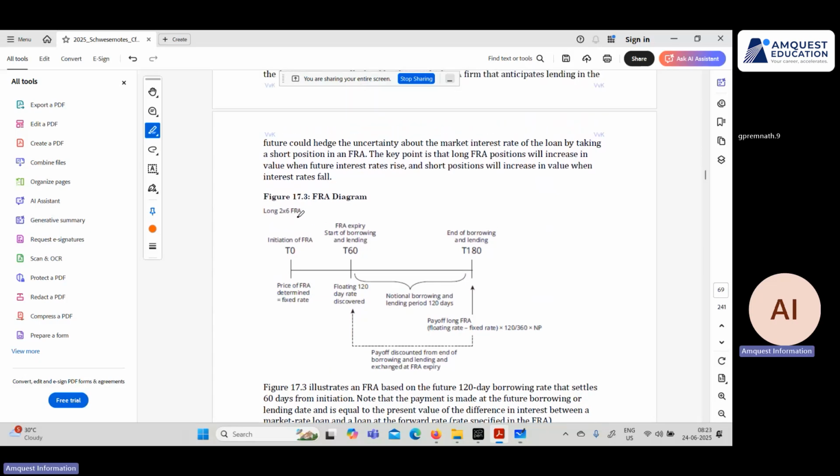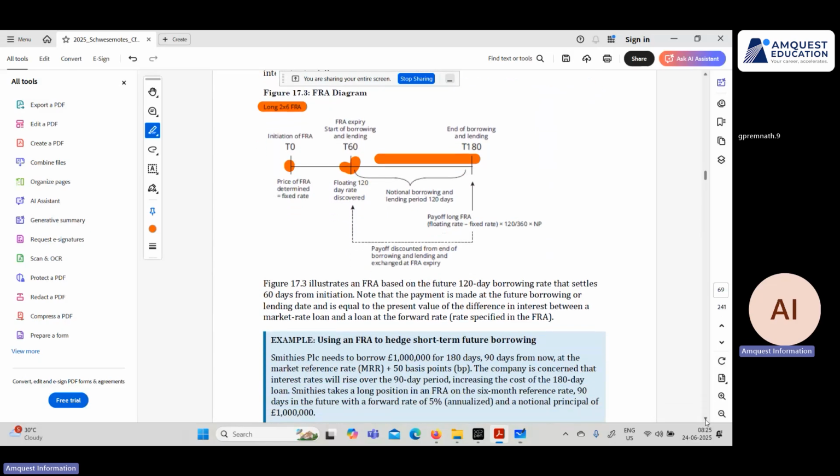Can you see this? Long 2-6 FRA. What does that mean? When it says 2/6, it's from today. It means that you will be entering into this after 2 months, which is T60, but 6 is the overall duration. So you will be entering into the contract after 2 months for another 4 months. In nomenclature, when you look at 2 cross 6, it means you want to get in after 2 months for another 4 months. Effectively, it's called 2 cross 6. Okay.